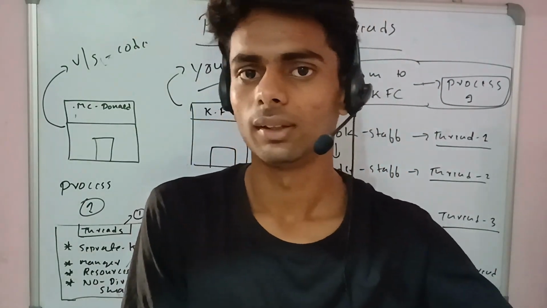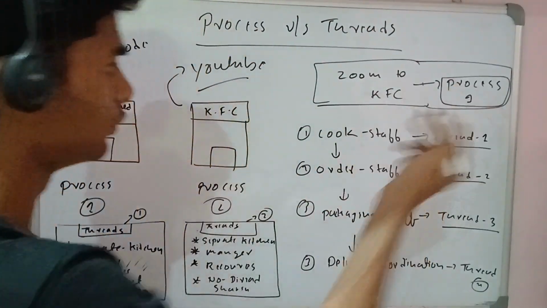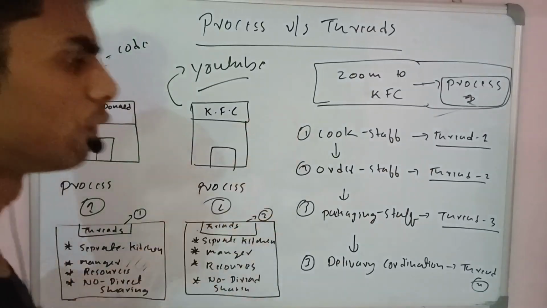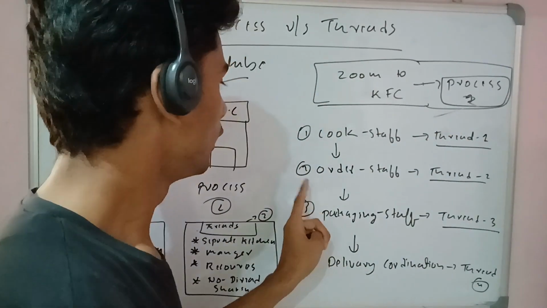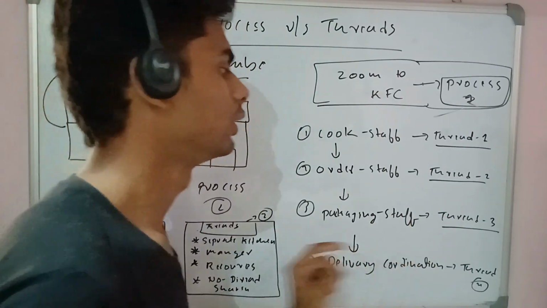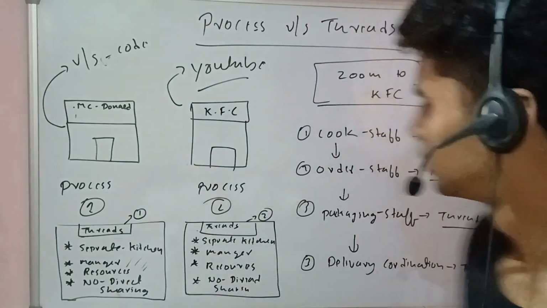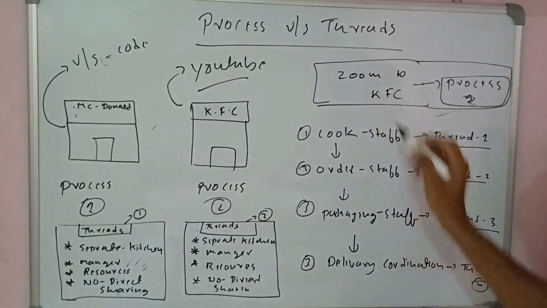If I move toward food delivery partners, let's suppose we zoom into their process one, process two, KFC. First is the cooking staff, which is thread one, order staff, thread two, packaging staff, thread three, delivery coordinator, which is thread four. All of these threads are inside their particular McDonald's.